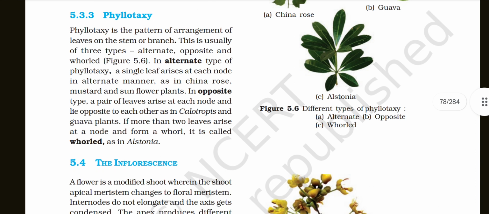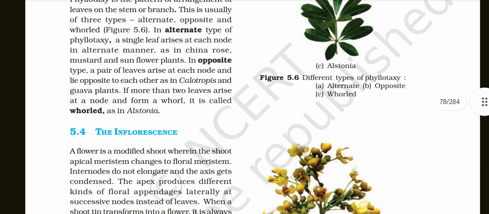Phyllotaxy is the pattern of arrangement of the leaves on the stem or branch. This is usually of three types: alternate, opposite, and whorled. In the alternate type of phyllotaxy, a single leaf arises at each node in an alternate manner, as in China rose, mustard, and sunflower plants.